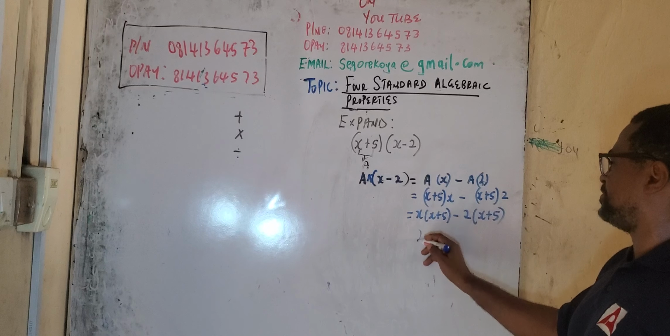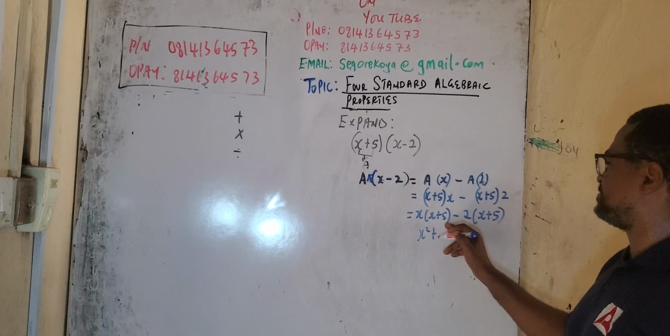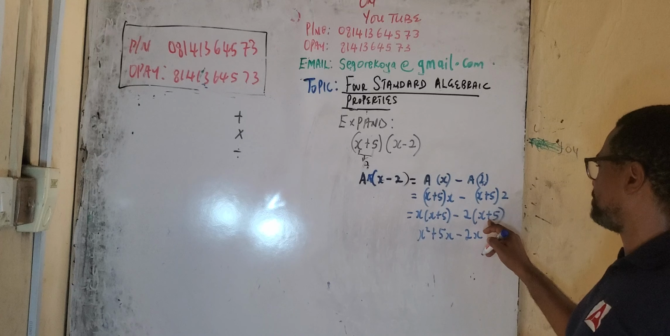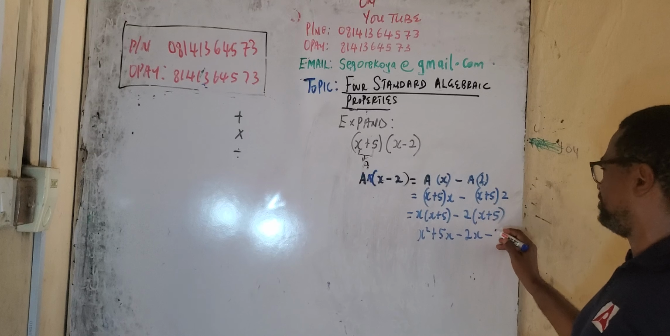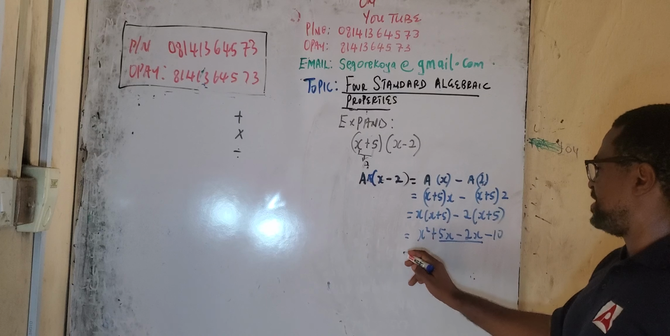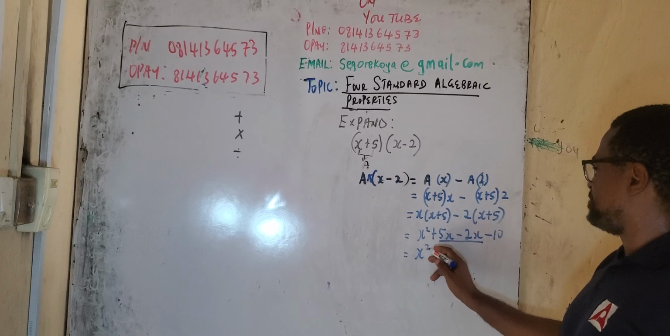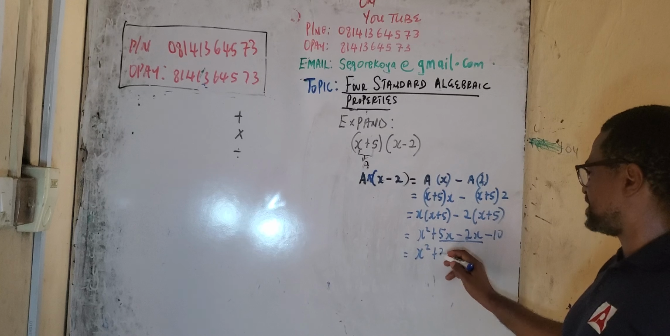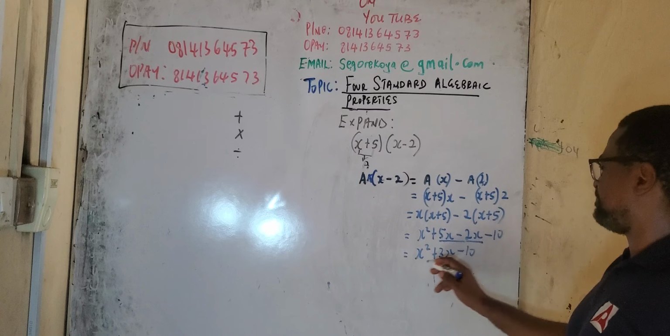x times x gives us x squared, plus x times 5 gives us 5x, minus 2 times x gives us minus 2x, minus times plus gives us minus, 2 times 5 gives us 10. So these are like terms. So what we have here now is x squared plus 5 minus 2 gives us plus 3, so that is plus 3x minus 10.